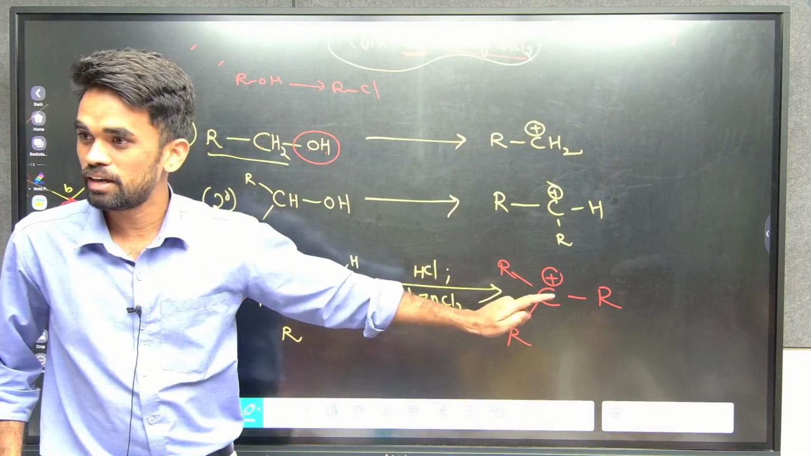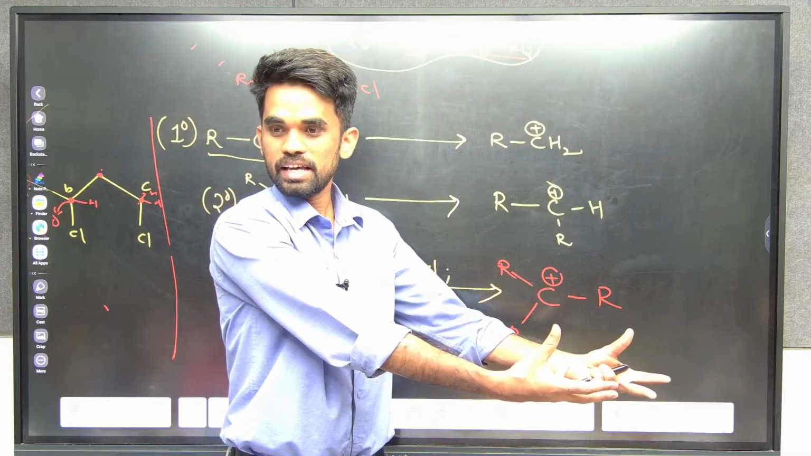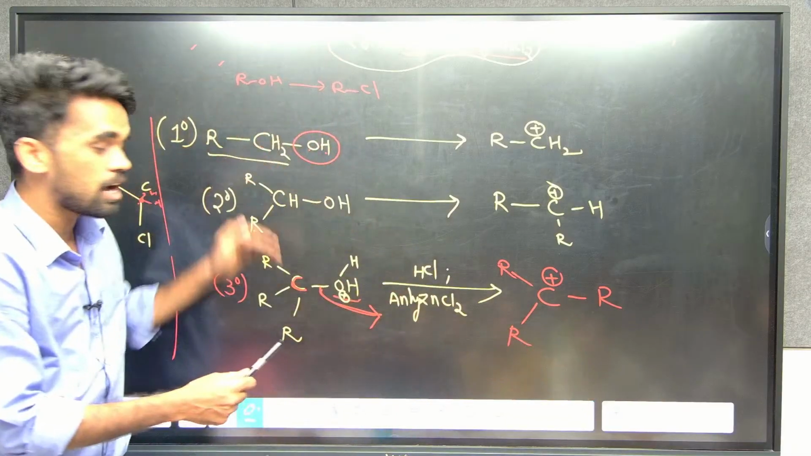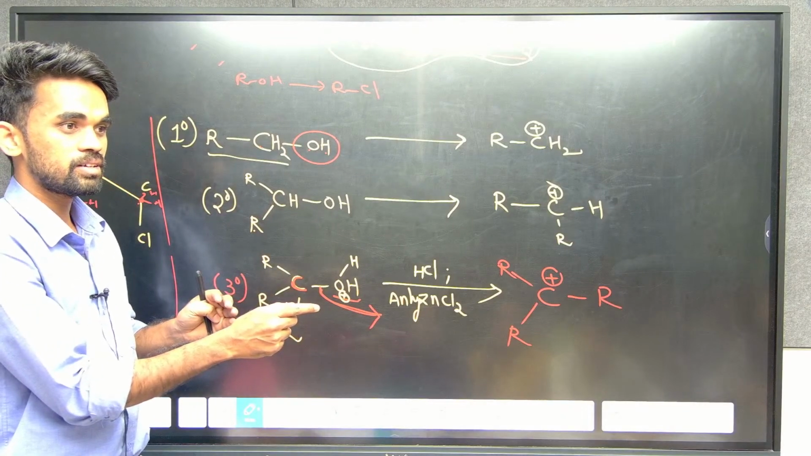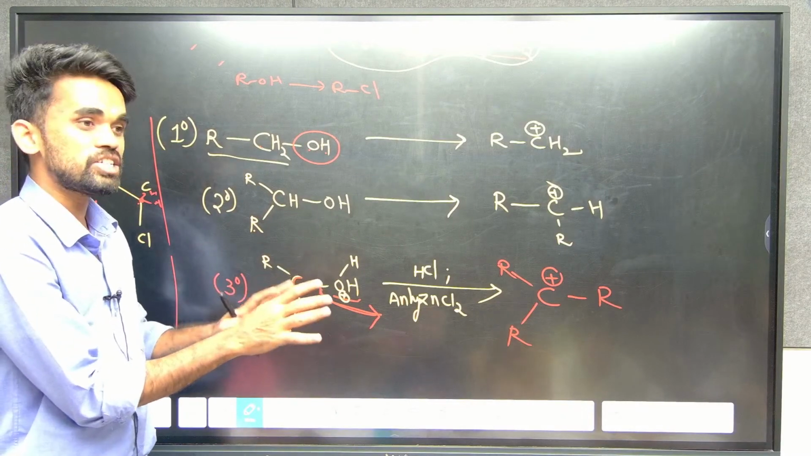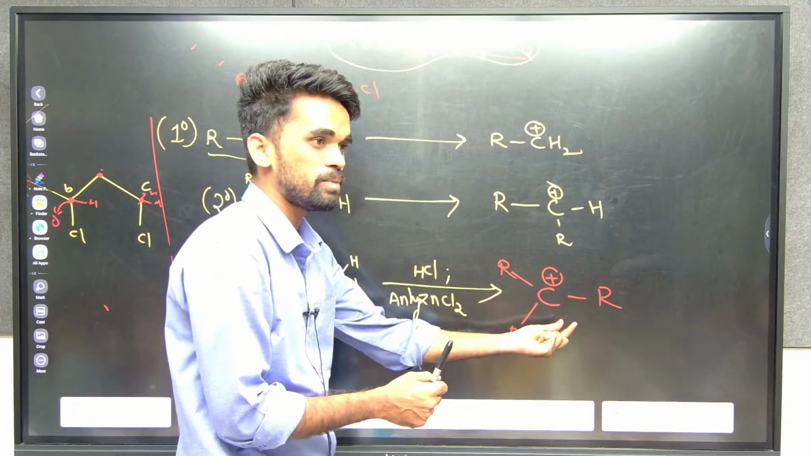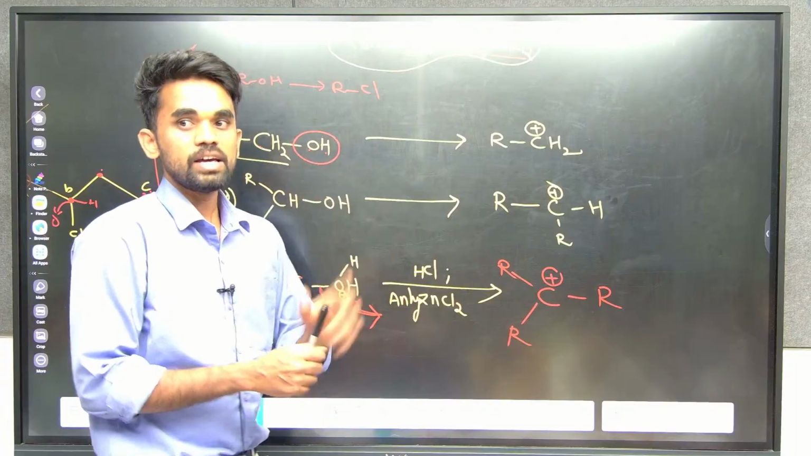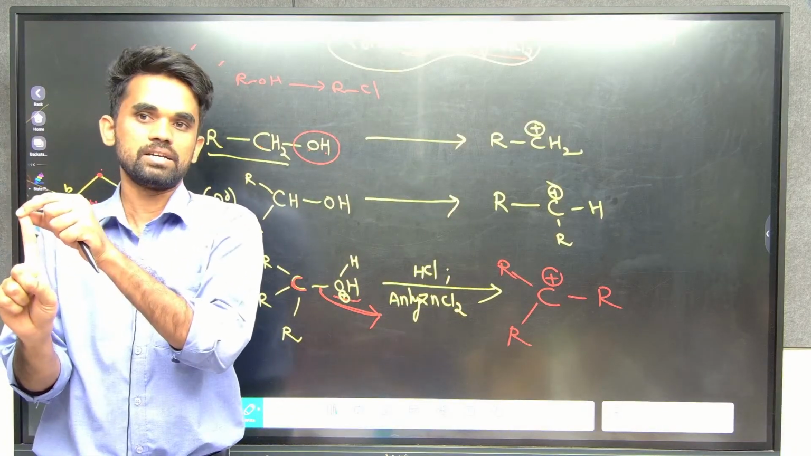Which carbocation is more stable? Tertiary is more stable. Then formation of the tertiary carbocation is easy, right? Yes or no? So which alcohol readily reacts with Lucas reagent? Clear everyone? Why tertiary? Because its carbocation is highly stable, therefore its formation is easy. Okay? So with the Lucas reagent, what is the reactivity order of alcohols they will ask?